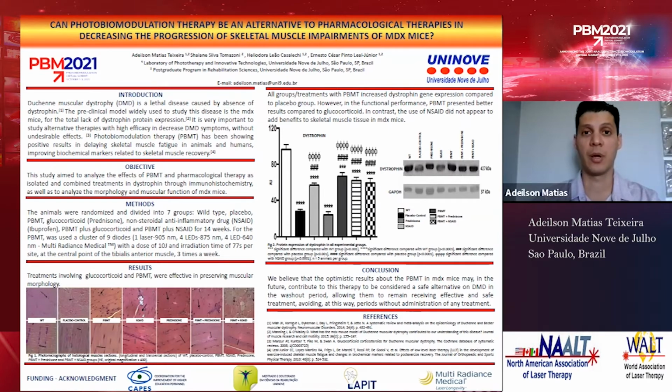We believe that the optimistic results about photobiomodulation in MDX mice may in the future contribute to this therapy being considered a safe alternative in Duchenne muscular dystrophy in the washout periods, allowing patients to remain receiving effective and safe treatment, avoiding in this way periods without administration of any treatment.